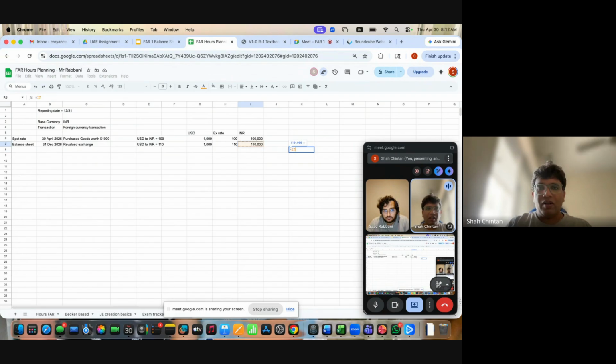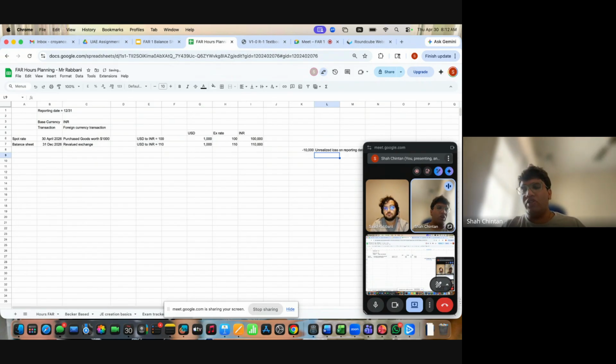So this 10,000 of loss is called a foreign currency loss on translation. This is called an unrealized loss on reporting date. Why is it unrealized? Because this is not an actual loss. This is just a loss because of the change in the foreign exchange rate. So I pass an entry here. We'll put entries after a while.